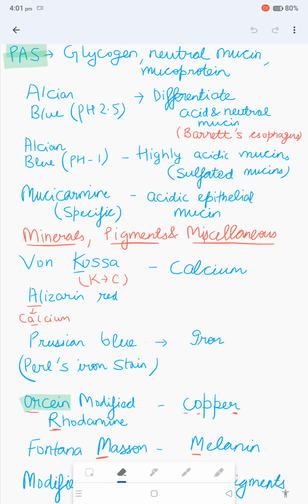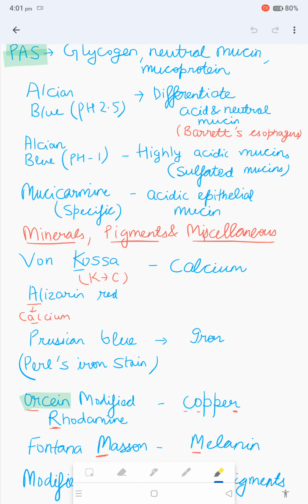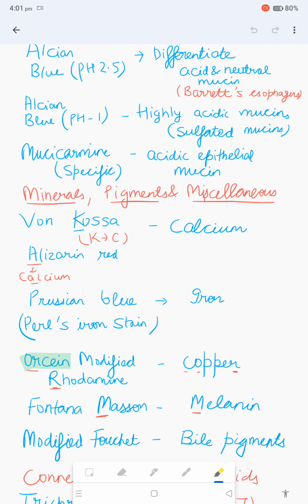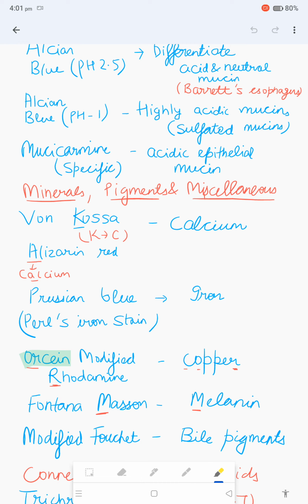Then we have minerals. For minerals we use pigments and miscellaneous. Von Kossa stain is for calcium and alizarin red is also for calcium. How will we remember? In von Kossa, K is coming, and K and C have similar sounds. So von Kossa is for calcium, and in alizarin red we have Al, and in calcium also Al is coming. So alizarin red is for calcium. From the C we have Kossa and from Al we have alizarin red.